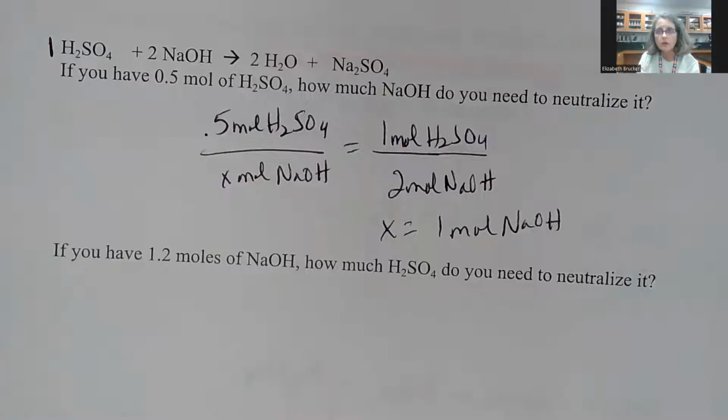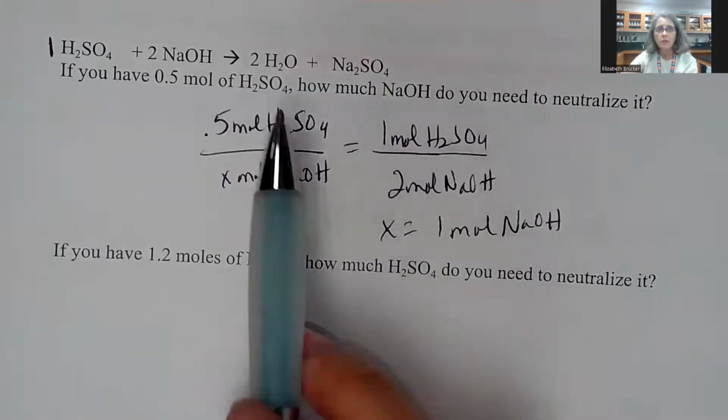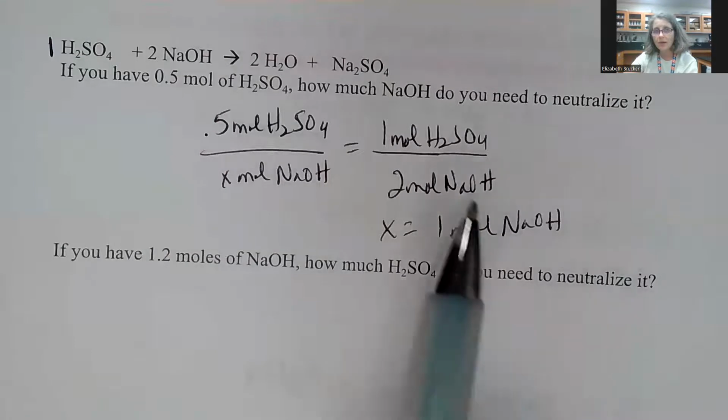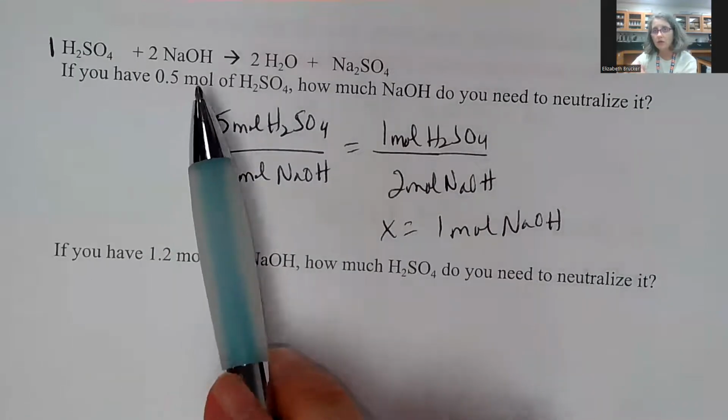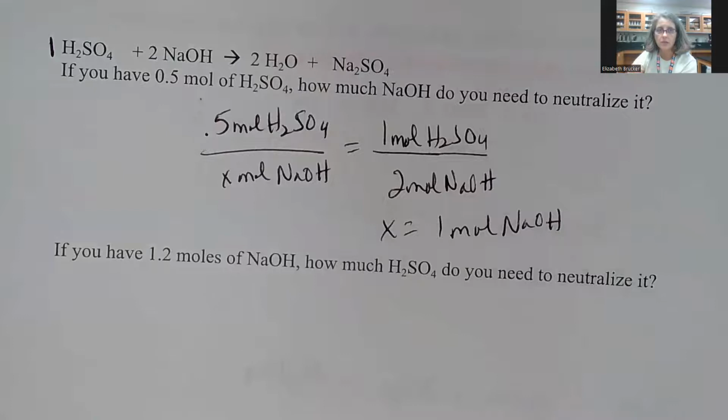Or if you don't want to do that, you could just say, okay, for every 1 mole of acid, I need 2 moles of base. So I'm going to need twice the amount of base to neutralize this acid. Okay, so that's up to you.